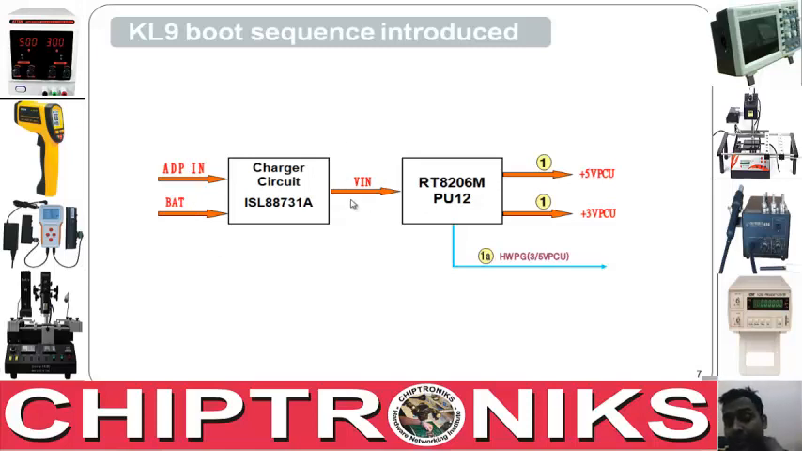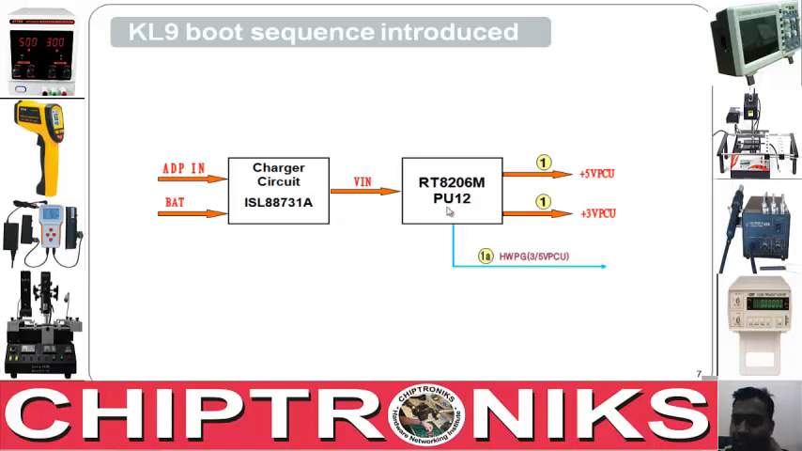Whereas in the earlier kind of board you'll find a DC BAT OUT, and we'll see what is the difference between a VIN and a DC BAT OUT. Basically, the DC BAT OUT does not require to be passed through the charger IC. I'll discuss this in detail. So this is the first step. We have inserted the adapter, or we have inserted the battery.